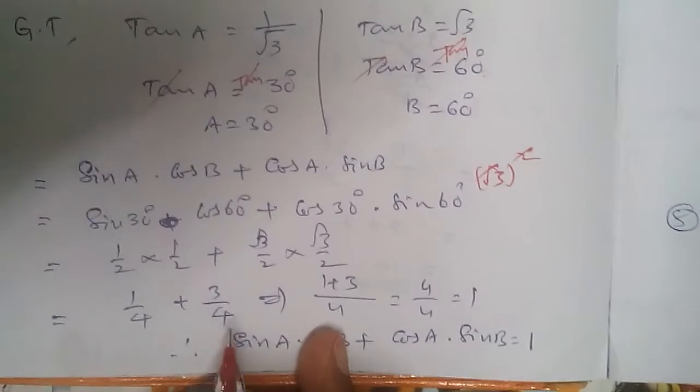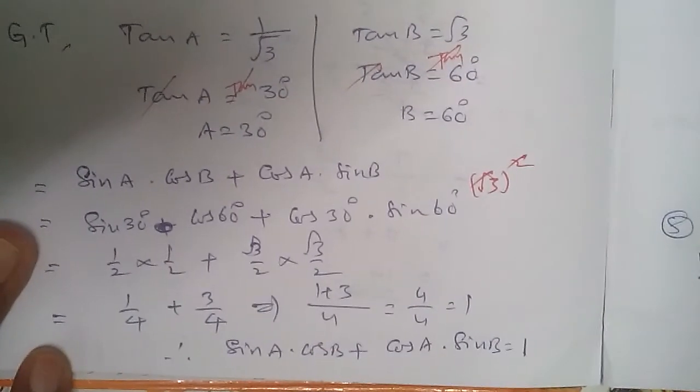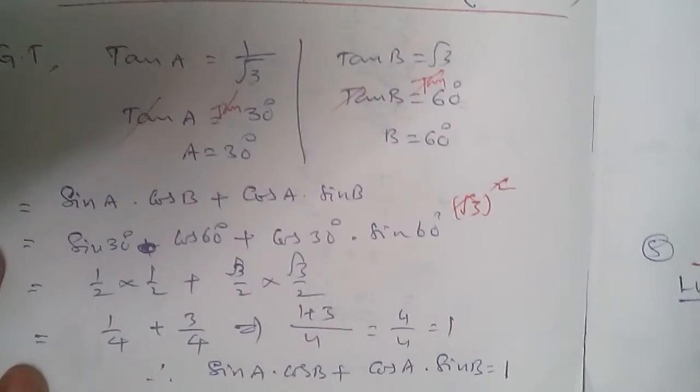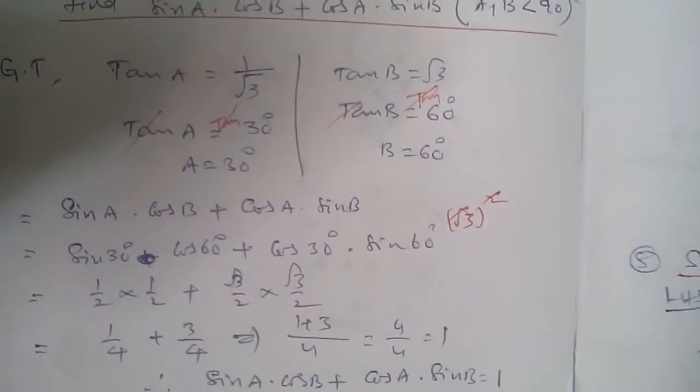So same denominators, so we add the numerators. 1 plus 3 by 4. 4 by 4 gets cancelled. So therefore sin A into cos B plus cos A into sin B is equal to 1.